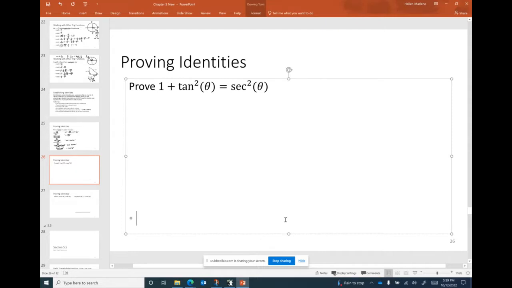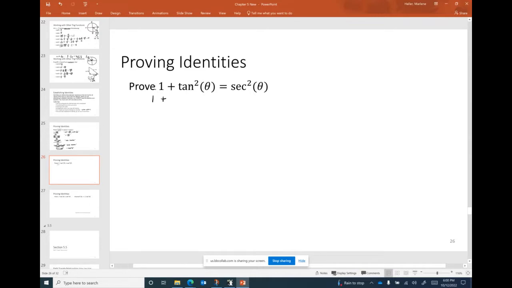Okay, so where do I want to start? Well, the left side looks a little more complicated than the right, so I think I'll start over here on the left. Okay, and I think I'll go with converting to sine and cosine again. That seemed to work well last time. Let's see if it works well again, right? So I'll rewrite that 1 plus the tangent.